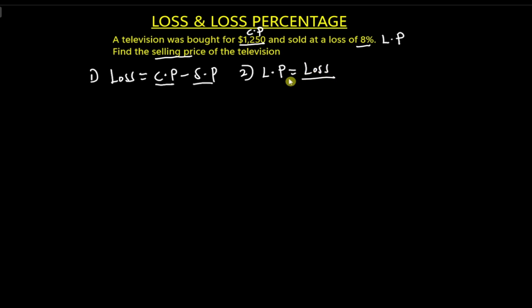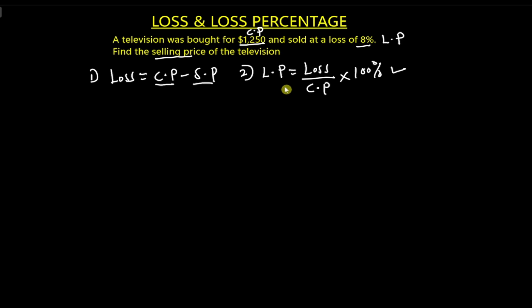Now loss is different from loss percent. Loss is in terms of actual money, but the loss percent is the loss in terms of percentage over the cost price times 100%. Okay, now if you are to use the formula, we don't know the actual loss in terms of money, and then also we don't know the selling price. So now in this question, it's better if you use the second formula.